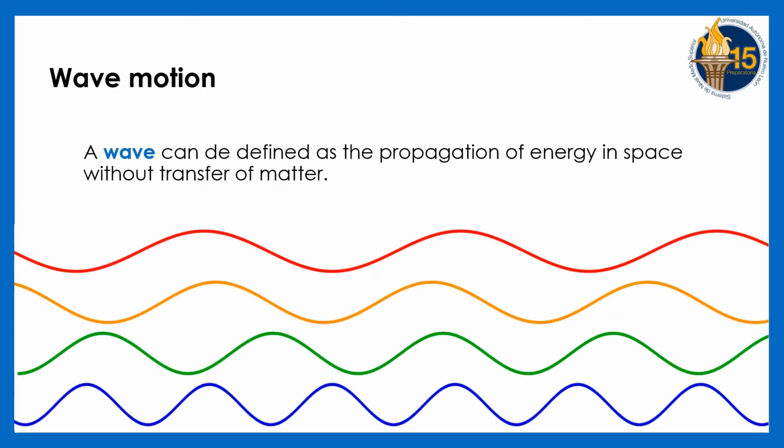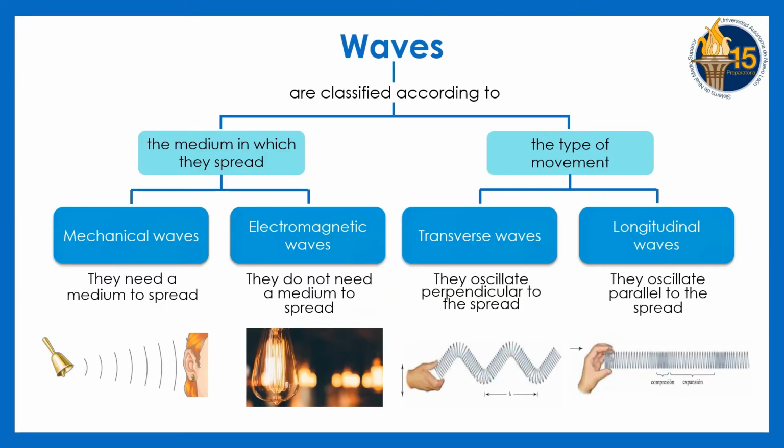Oscillations are related to wave motion. But first we need to define a wave. A wave can be defined as the propagation of energy in space without transfer of matter. Also, there are two main classifications for waves. Waves are classified according to the medium in which they spread. If we talk about this, we can mention mechanical waves and electromagnetic waves. A mechanical wave is a wave that needs a medium to spread out. An electromagnetic wave doesn't need any medium to spread.